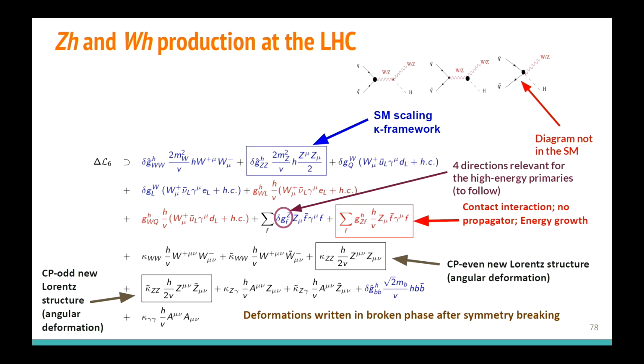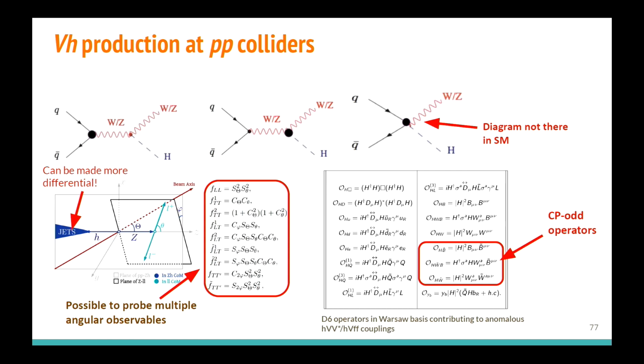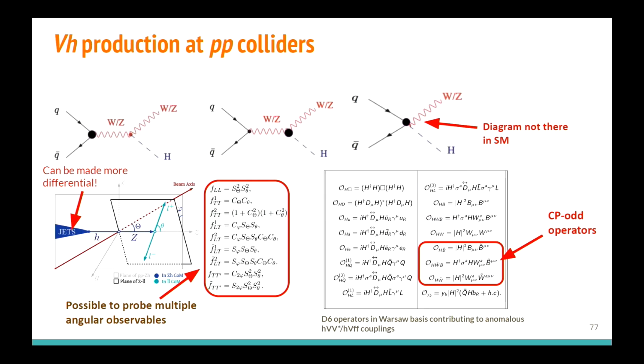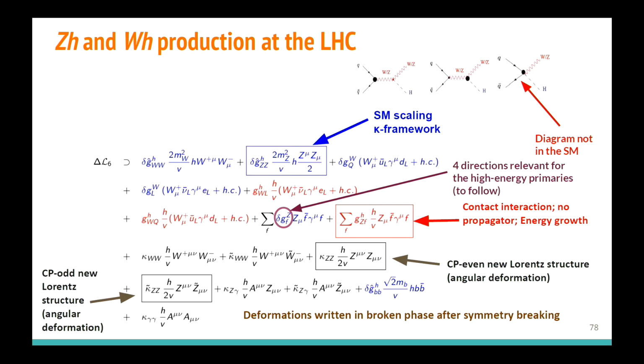And finally, as I discussed before, we do not talk in terms of the operators finally, we talk in terms of the broken phase. So we will see what kinds of terms we will have. We will have a term which looks like the standard model, like a Higgs Z mu Z mu, but the coupling is modified by a factor. Then we will have a completely new Lorentz structure like this Higgs Z mu nu Z mu nu, or Higgs Z mu nu Z-tilde mu nu, CP-even and CP-odd. Then we will also have some contact interaction like I discussed here. So we will have modifications in various regimes.